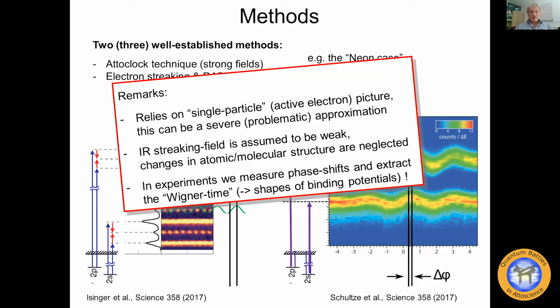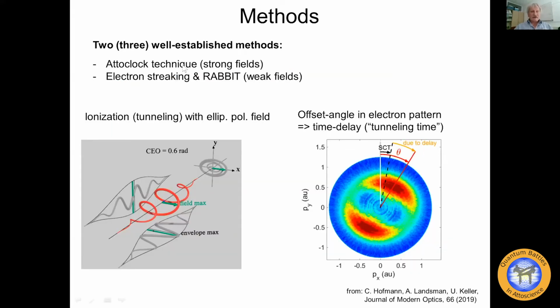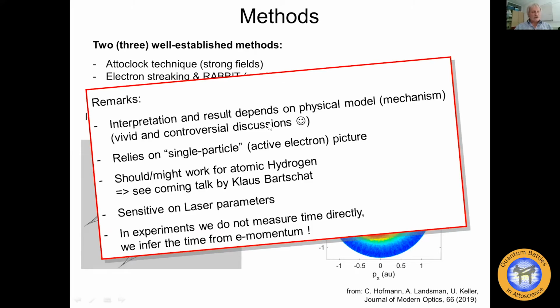There's another method to measure times, and this is the attoclock concept, also presented by Jan Michael, where we just measure a shift of the momentum distribution of the emitted electron in the plane of the polarization of the laser with elliptically polarized light. And then we interpret this shift, this tilt in angle, as a time delay. And the same holds true here. The results and the interpretation depend on the physical model, on the mechanism. So we always rely on a mechanism. This, I agree, is the fun part because it leads to a lot of discussions.